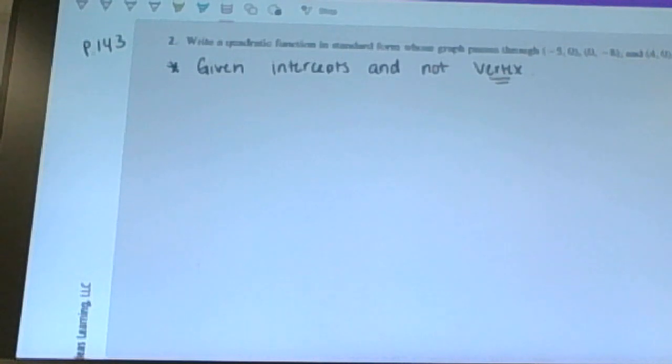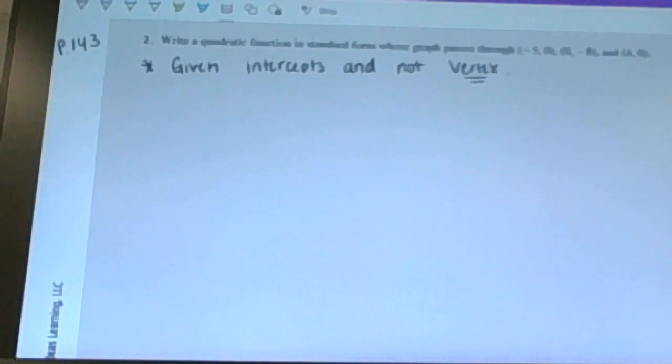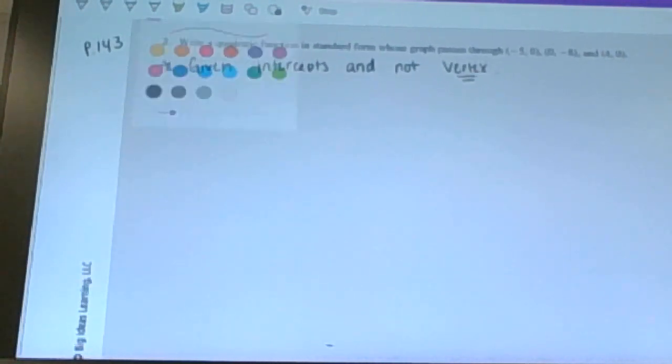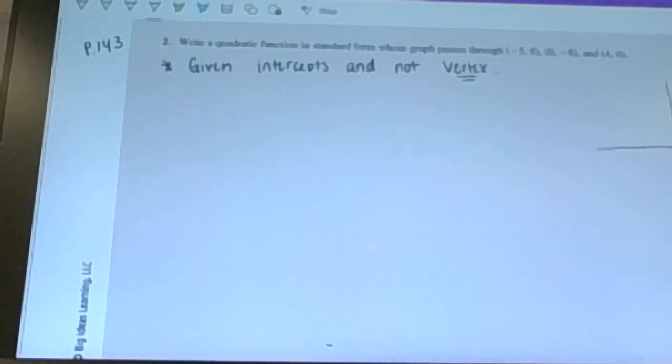Write a quadratic function in standard form whose graph passes through 3 points. So I can't see what these 3 points are. Maybe one of them is the vertex. I don't know. What are these 3 random points they're giving us? So I have to visualize it.